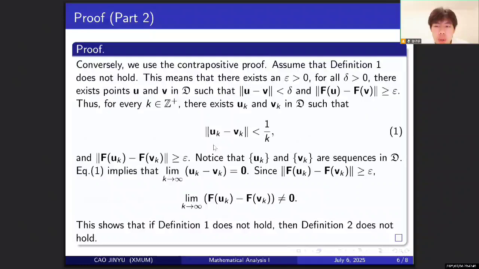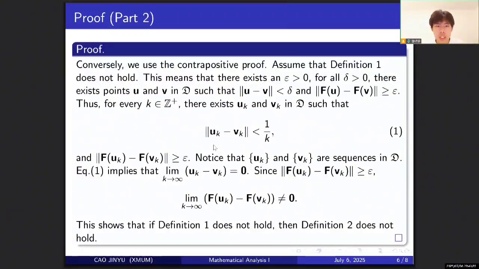Conversely, if you want to prove that definition 2 implies definition 1, we can consider the contrapositive proof. Namely, we assume that definition 1 does not hold. And this means that there exists an epsilon greater than 0 such that for all delta greater than 0, there exist 2 points u and v in the domain D such that the norm of u minus v is less than delta, while the norm of f(u) minus f(v) is greater than or equal to epsilon.